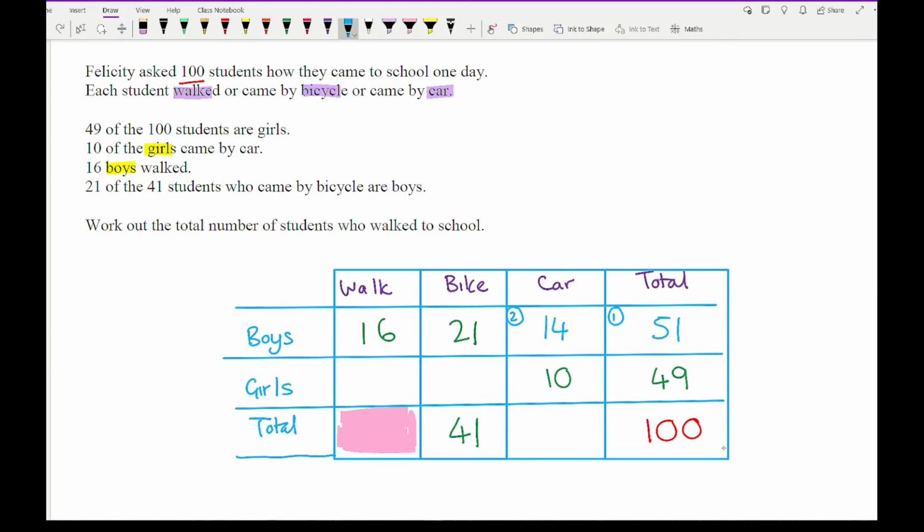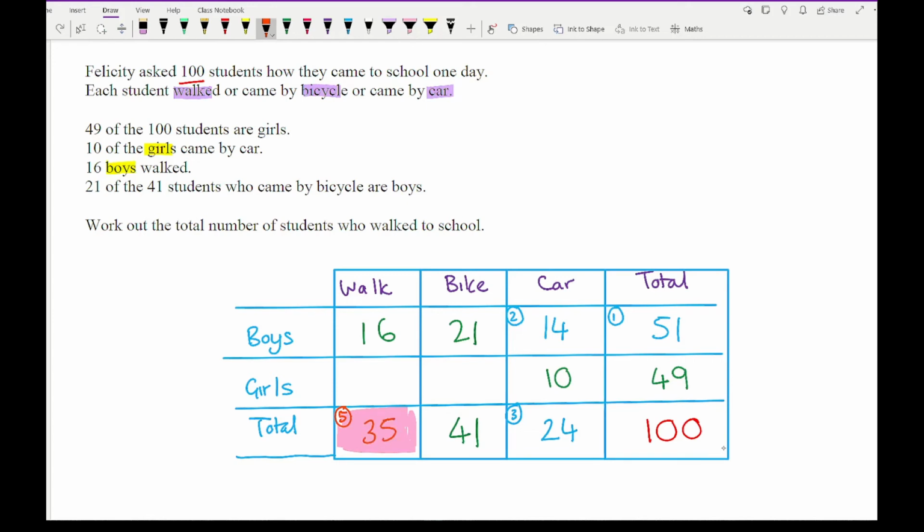Now from this I can work out the total number of people who took the car, which is going to be 24, by adding 14 and 10. I can then work out what my total is going to be at this stage. Because I know the total number of people who travel by bike, I know the total number who travel by car, so I can go straight into the answer by doing 100 take away 41 take away 24, which is 35.